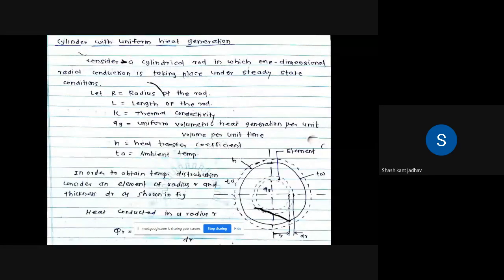Okay, so all of you write down the next point, cylinder with uniform heat generation. Write down the next derivation, which is related to the cylinder. We have already discussed the derivation related to the plane wall, so now we have to discuss the cylinder. When internal heat generation is there, some amount of heat is generated within that element, so for that we have to derive the equation. Write down: cylinder with uniform heat generation.